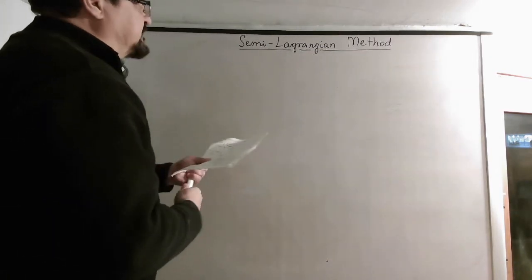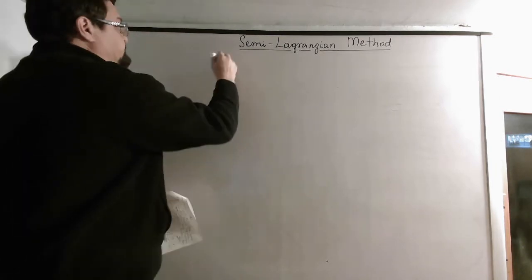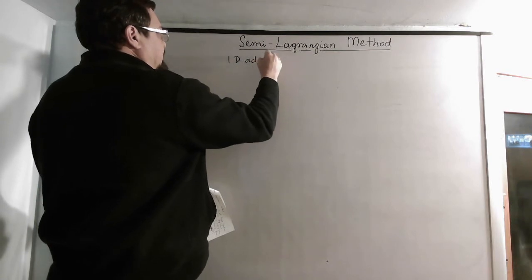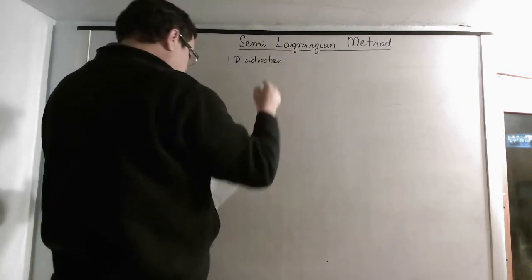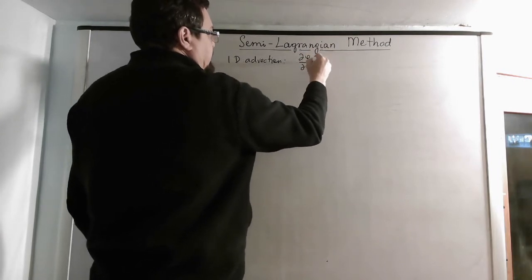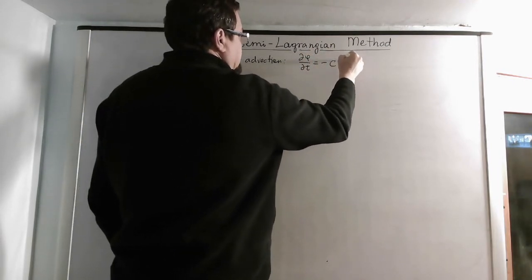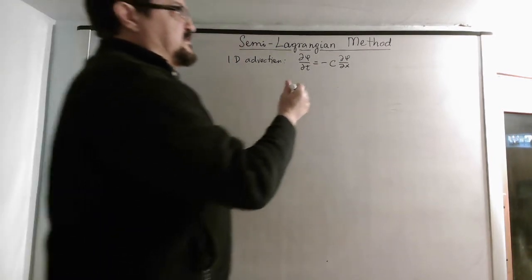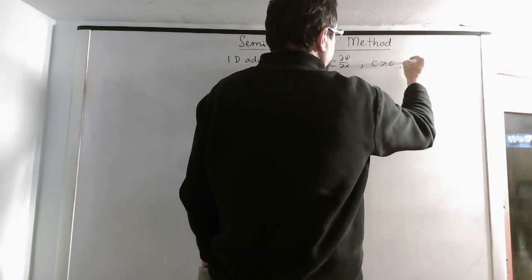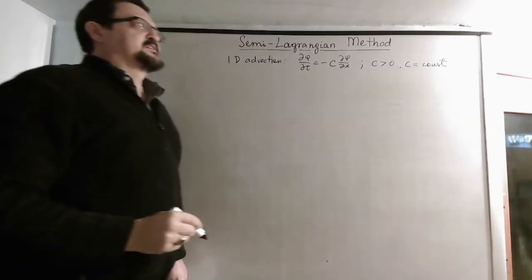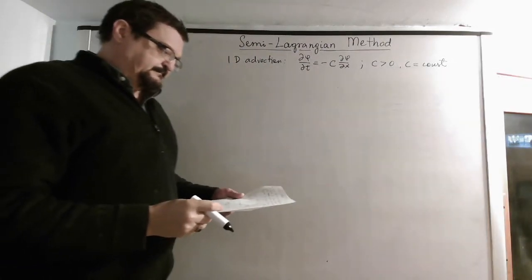So let's consider 1D advection. The 1D advection problem that we always consider: we're solving the equation d phi dt equals minus c d phi dx. This is the example we always use, advection with constant velocity c, which is greater than 0, and also c is constant. So let's consider this simple example first.